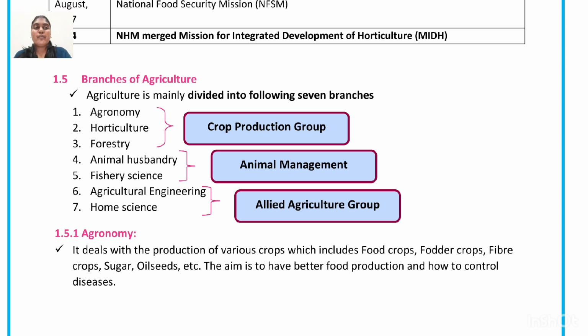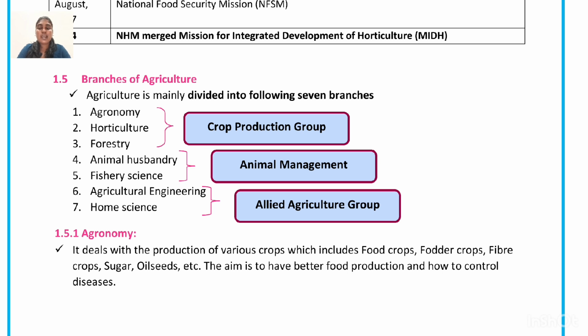Now, apart from that, fruits, flowers, and vegetables, all these horticultural crops come under the branch of agriculture that is horticulture. Basically, consider horticulture as the branch of agricultural science dealing with the production of fruits, flowers, beverages, spices, and condiments, their production, marketing, and management.